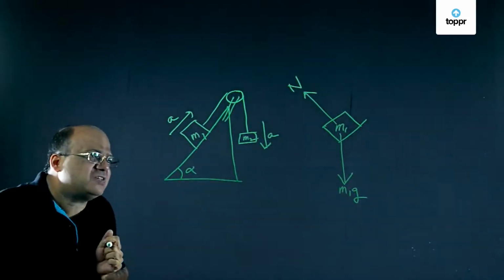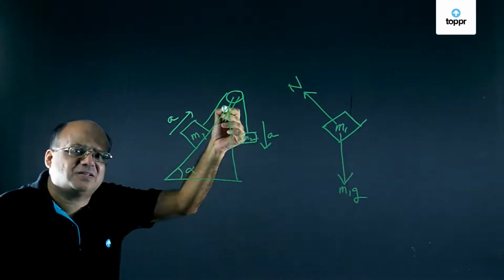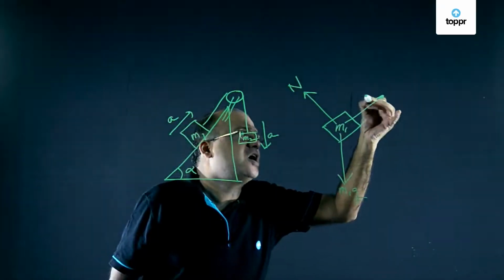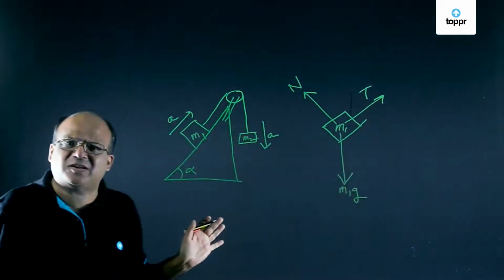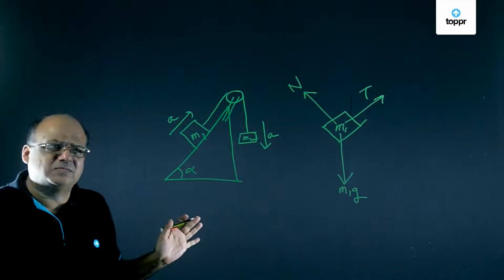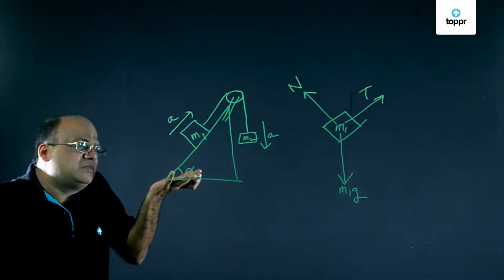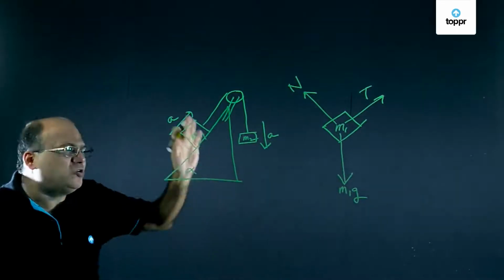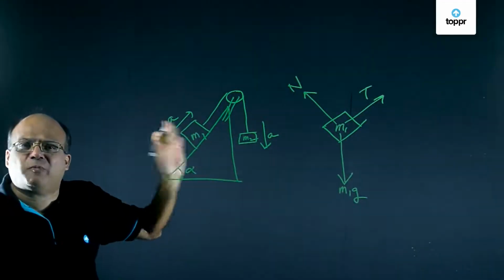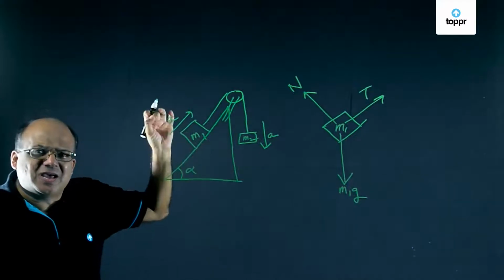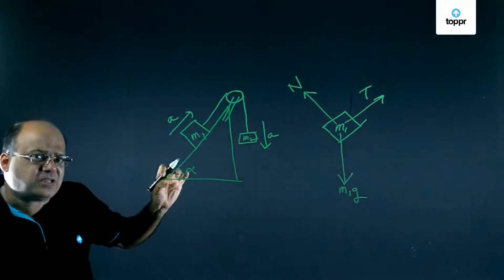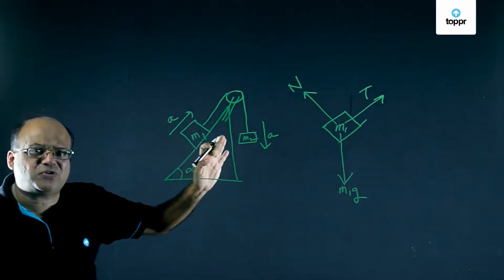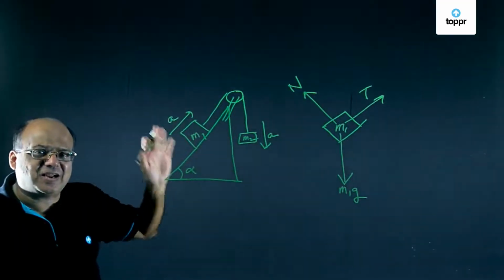Now I look for strings. Here I see a string. So tension will act along the string, away from the body under consideration. Now we look around. For the time being, all our surfaces are frictionless, so no other force is acting on M1. If you follow this step systematically, you will be able to list out all the forces, draw all the forces, and get the correct answer.